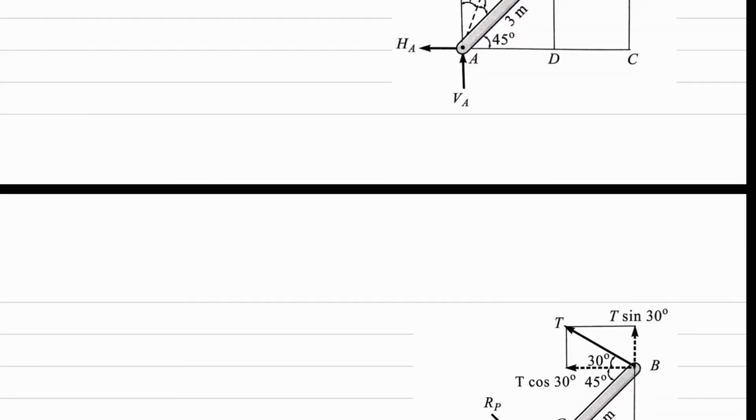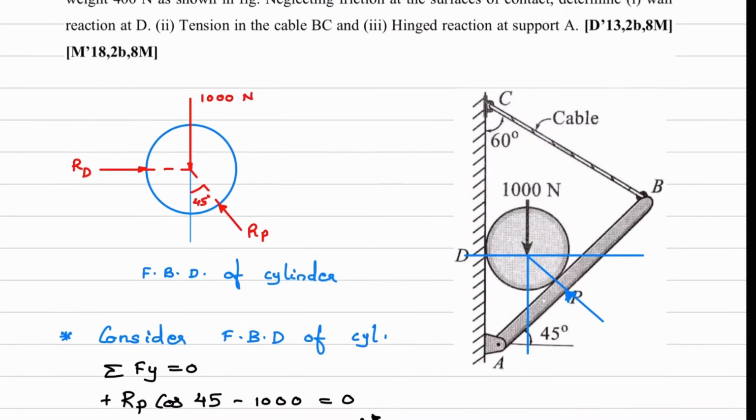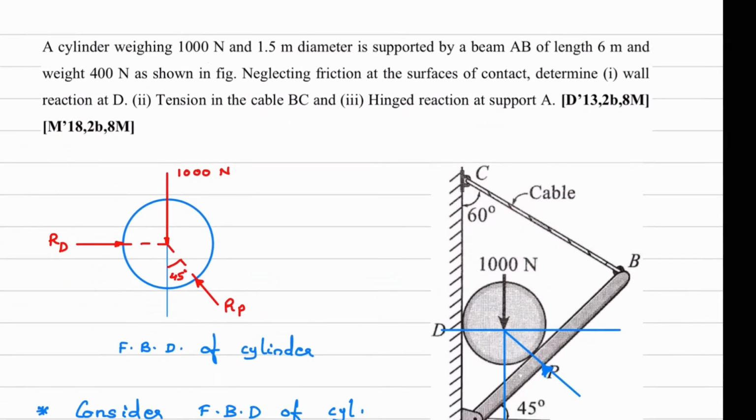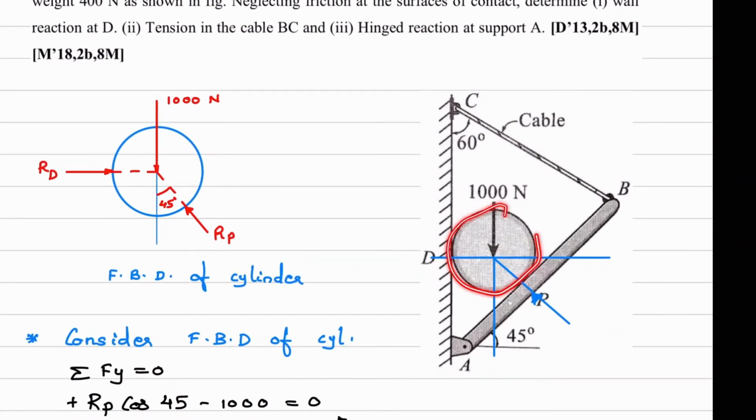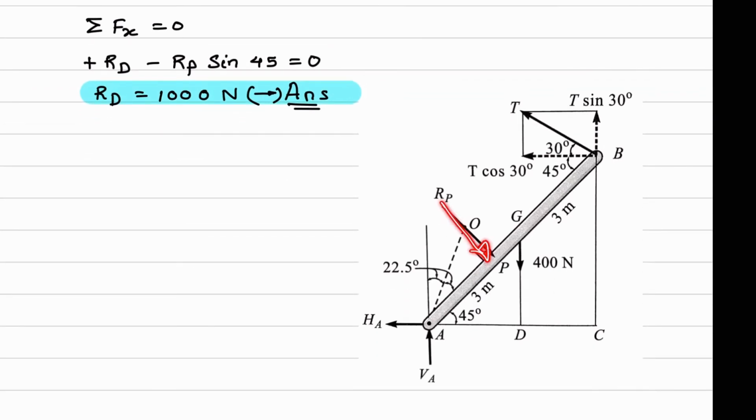So here you can see the FBD has been shown. This is Rp. Now observe this. If you consider the cylinder part, the reaction RP is towards the center of the cylinder. But when you consider the beam part, the reaction will be on the beam like this. That is why here you can see reaction RP is in this direction, and it is perpendicular to the beam. Then this is the tension.